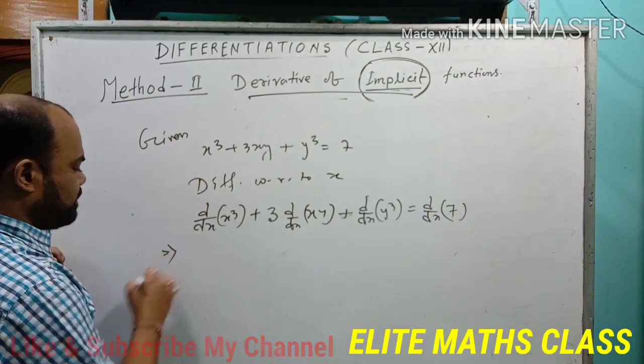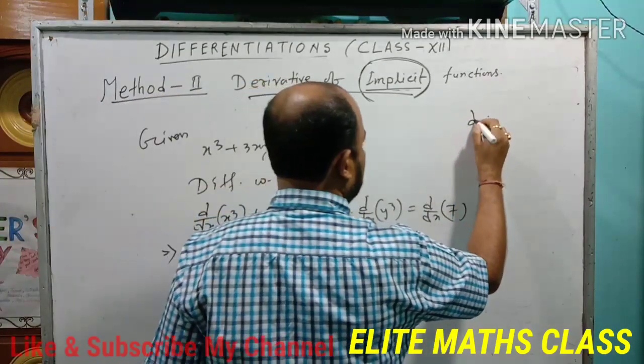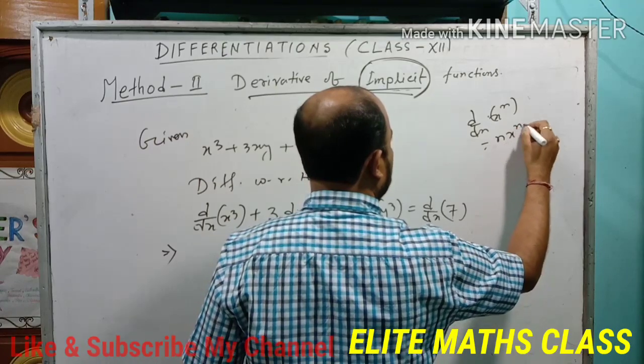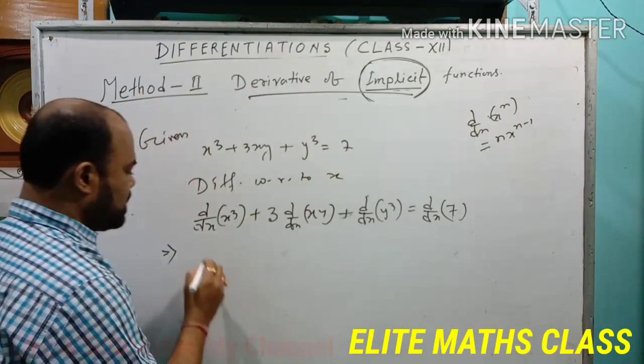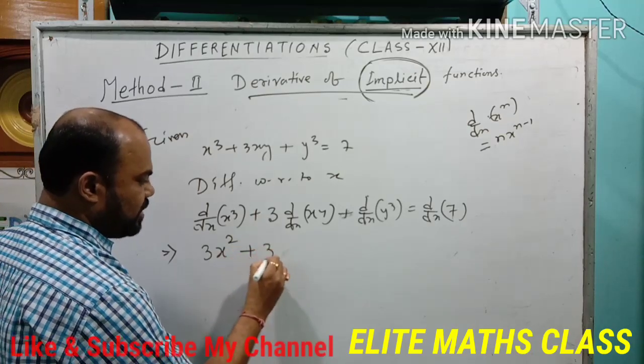Now see the first term, d/dx of x cube. What is the formula? d/dx of x power n is n x power n minus 1. So d/dx of x cube will be 3x square plus 3.